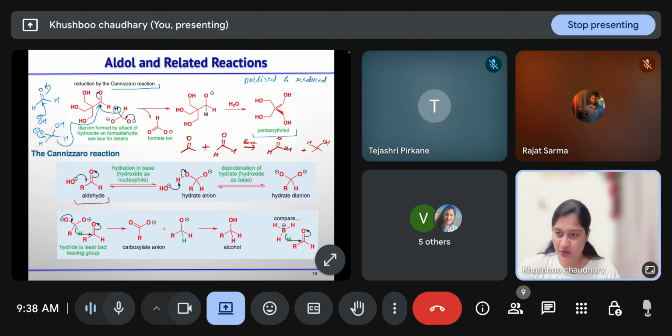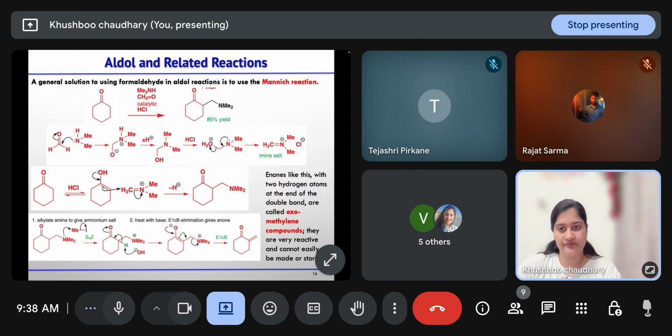Okay, so here this aldehyde was there. Base will attack on this aldehyde to form this hydrate anion, and then deprotonation will take place to form the hydrate dianion. Now this is very reactive toward another aldehyde or ketone, and a carboxylate anion will generate and an alcohol will generate. So one species gets oxidized and the other species gets reduced.